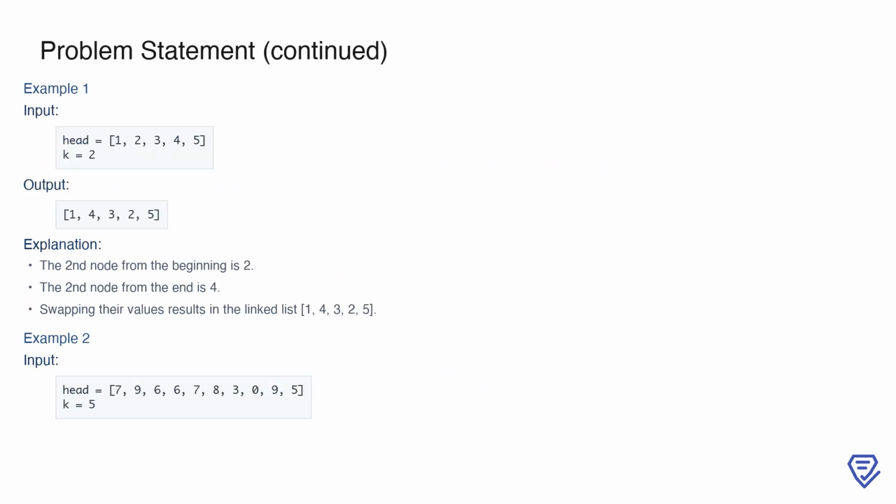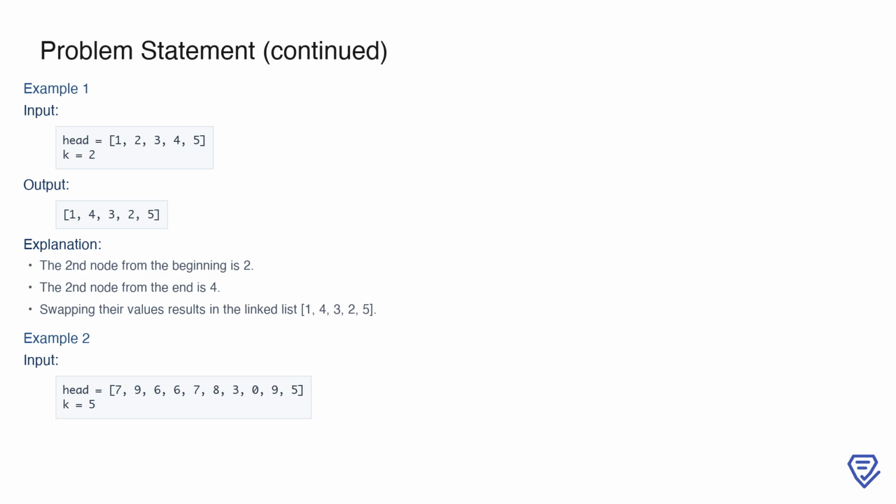To better understand the problem, let's look at a concrete example. Suppose the linked list is 1, 2, 3, 4, 5, and k is 2. The second node from the beginning has the value 2, and the second node from the end has the value 4. When we swap their values, the linked list becomes 1, 4, 3, 2, 5. Notice that the positions of the nodes themselves don't change, only the values within those nodes are swapped. This highlights the key operation in the problem: identifying the correct nodes and swapping their values.